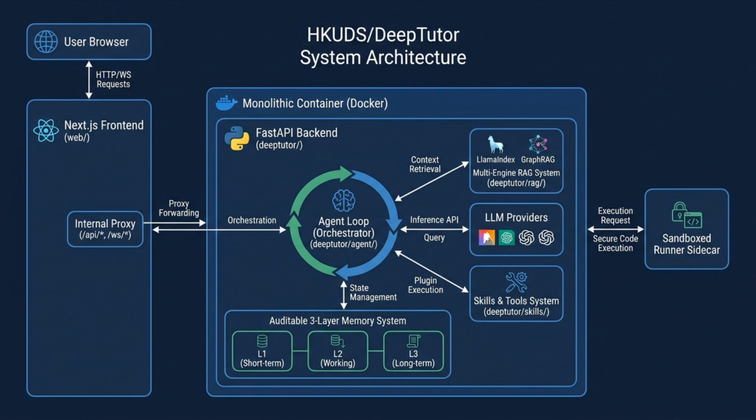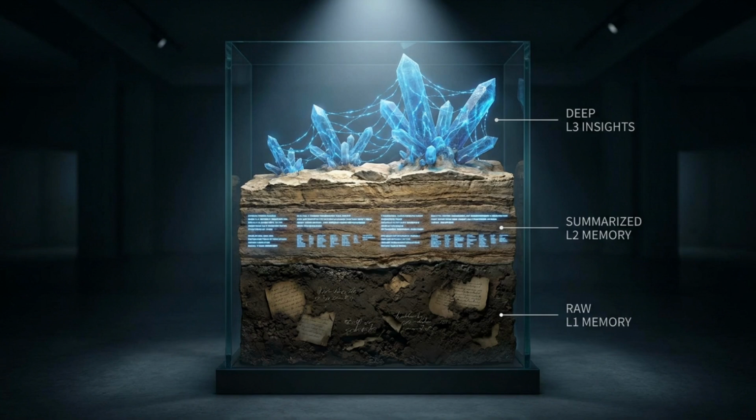Another powerful feature is the flexible RAG knowledge base. It supports multiple backend engines like Llama Index or GraphRag. This is a big deal. It means users can pick the best retrieval strategy for their specific documents, whether they're simple text files or complex academic papers. This kind of modularity shows a deep understanding of what professional and academic users really need.